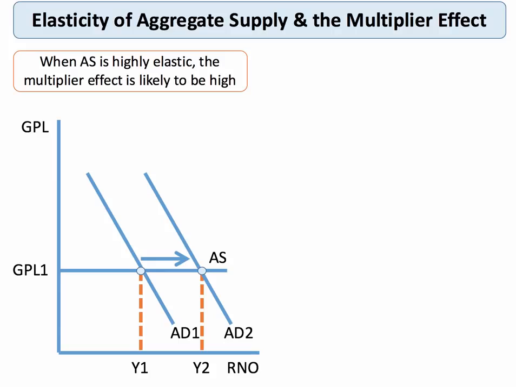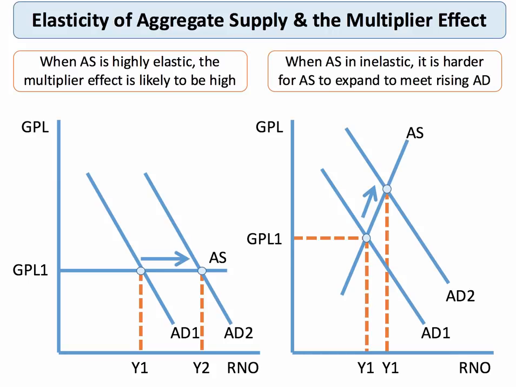So when the supply side of the economy has plenty of spare capacity, the multiplier effect has actual room to happen, the scope for output to increase. Hopefully you can see that.